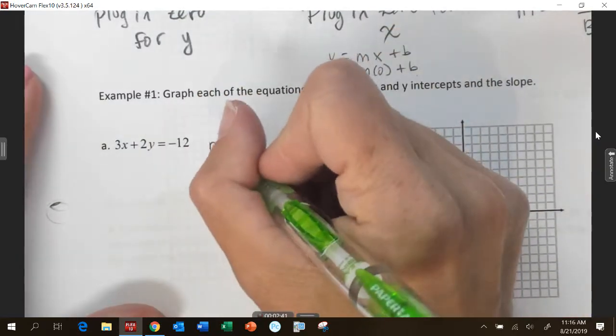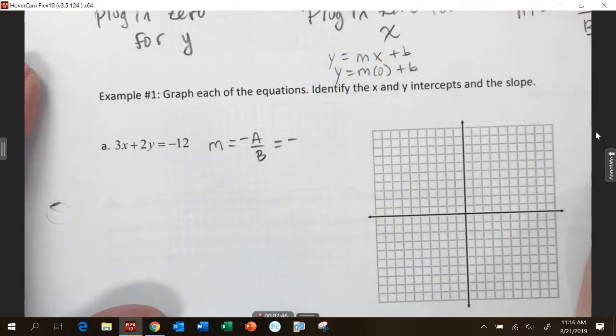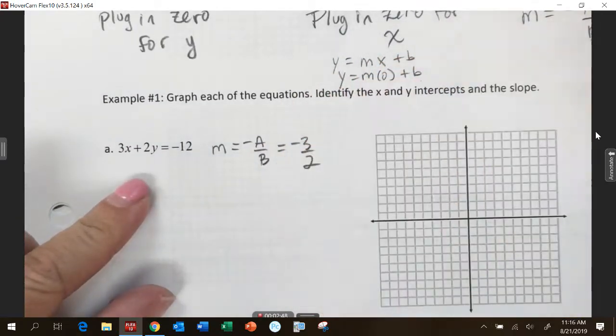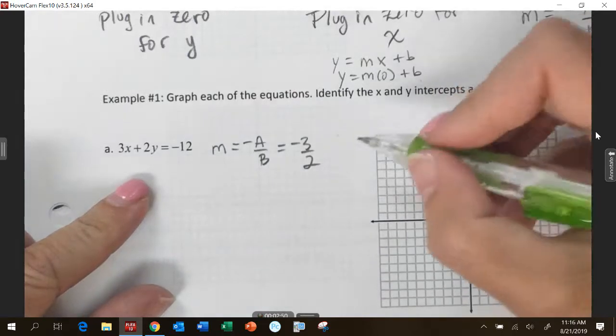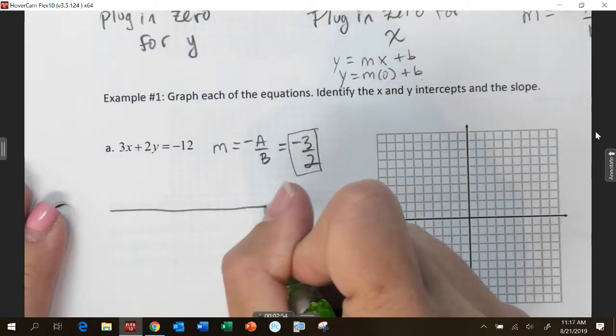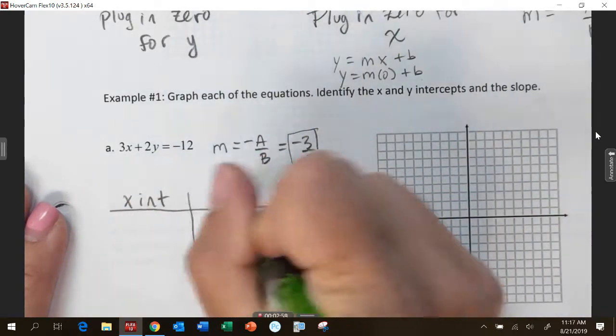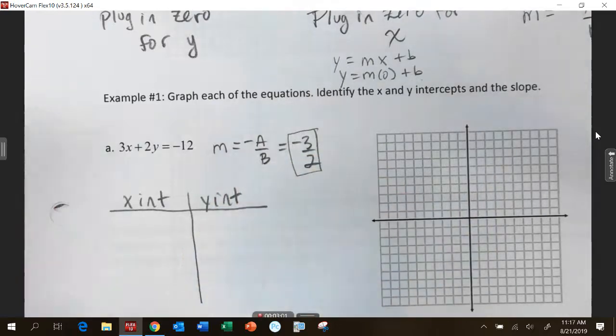So I'm going to find my slope first. That's easy. Negative a over b. Negative 3 over 2, already reduced, done. I know my slope. And then when I find my x and y intercepts, I like to make a chart. I like to stay organized. Keep in mind that when your teacher grades your papers, your teacher has to understand what you mean. So organization is very helpful for me. Thanks.